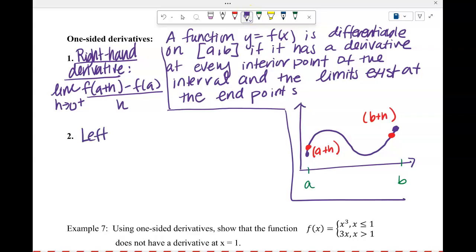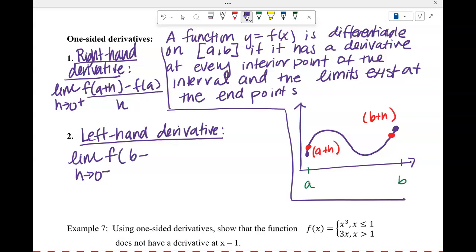Left-hand derivative. As you can tell, guys, the definitions here are not any different from what we have already studied. So the limit as h is approaching 0 coming from the left side, of f of b plus h minus f of b all over h.